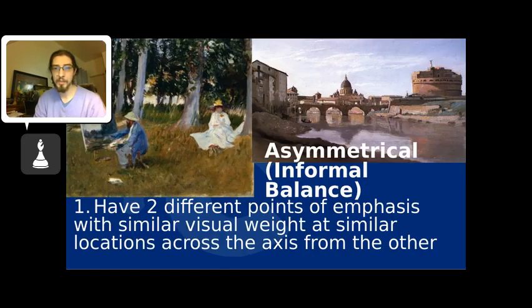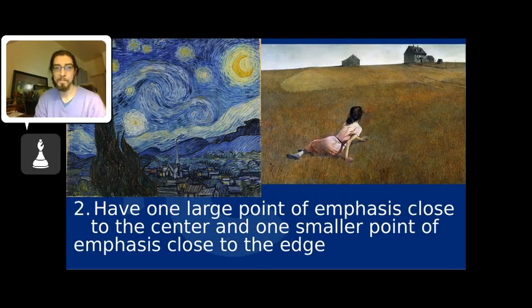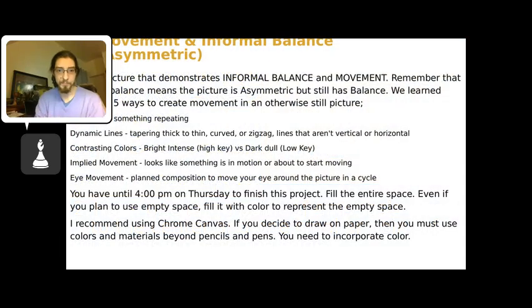Again, two examples of asymmetry. This one looks, again, like they have equal visual weight because they're about the same size, but they're not perfect matches of each other. Same thing with here. We have the woman balanced with the painter. Same thing with here. We have something large balanced with something small by the edge. So different ways of creating asymmetrical balance.